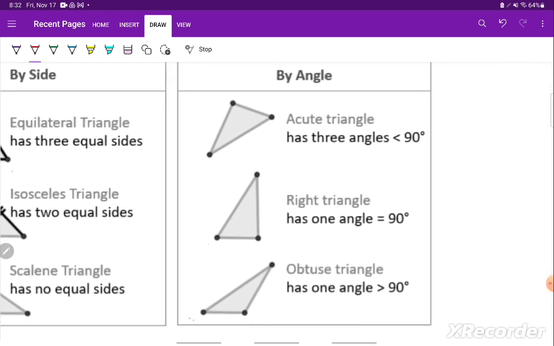Terminology we use when referring to a triangle by angle measure: an acute triangle is a triangle that has 3 angles, all less than 90 degrees. A right triangle is a triangle that has 1 angle equaling exactly 90 degrees. And an obtuse triangle is a triangle that has 1 angle that's going to be larger than 90 degrees, and the other 2 are going to be less than 90 degrees. So 1 big angle, 2 little ones.